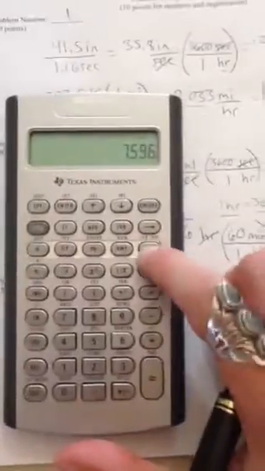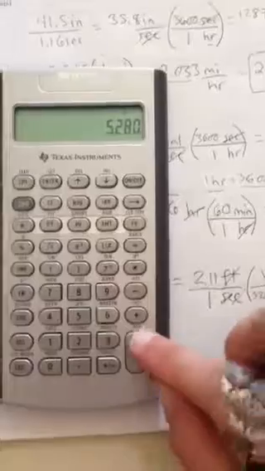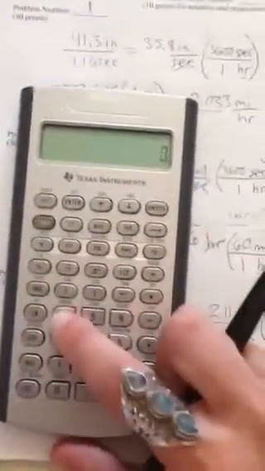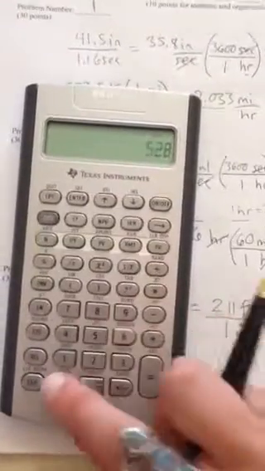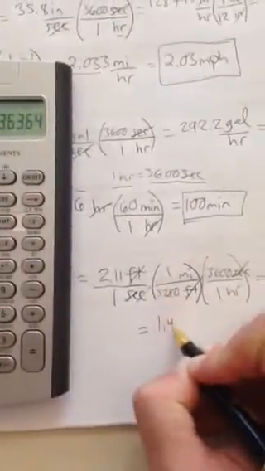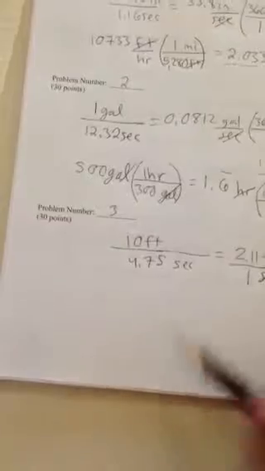I think I hit the wrong button. Gives us 1.439. Let's write that number down. Notice I'm just taking several numbers and writing it down, and after that I'm going to round to figure out my significant figures. So our rate, we have 10 feet and 4.75.